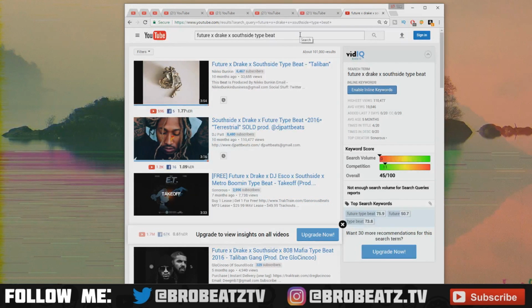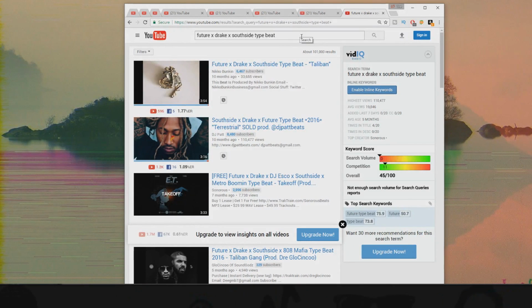So hopefully you understand a little bit about how a search engine works. That's why the title is blue. It is highlighted because that's what matters. And in your description, that matters. It doesn't matter as much, but it matters.